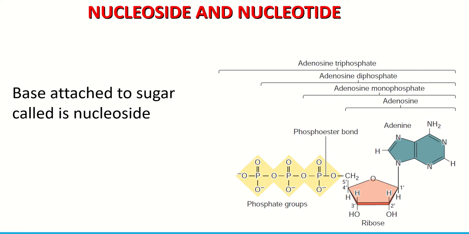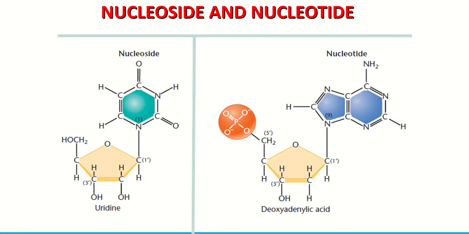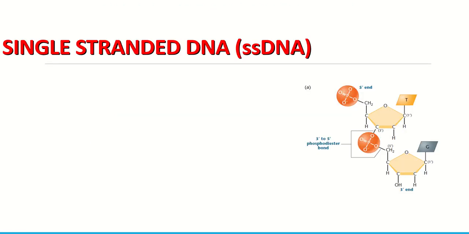When the base is attached to a sugar without phosphate, it's called a nucleoside. When the phosphate is attached, it's called a nucleotide. So that's the main difference between nucleotide and nucleoside. In a nucleotide, the presence of the phosphate group makes the molecule a nucleotide, and without phosphate it is called a nucleoside.